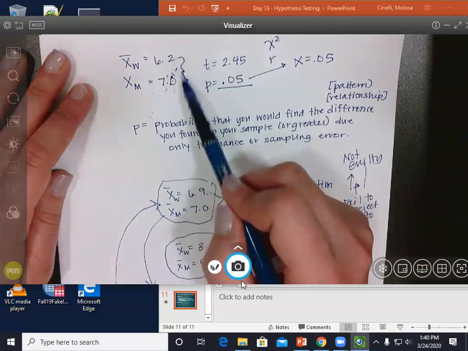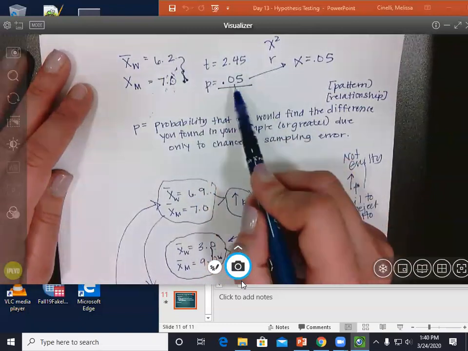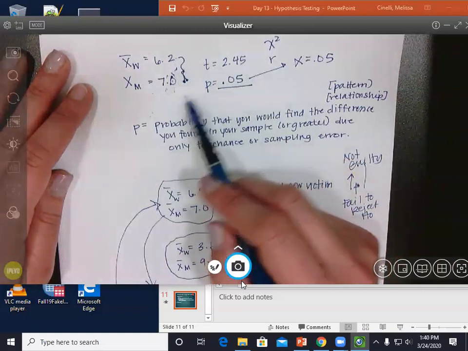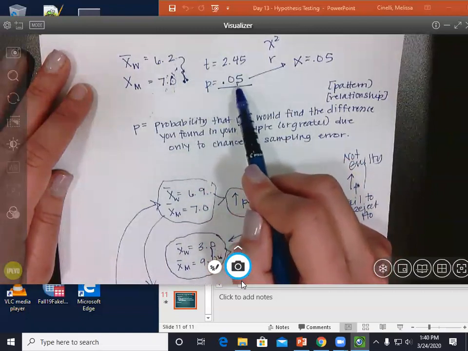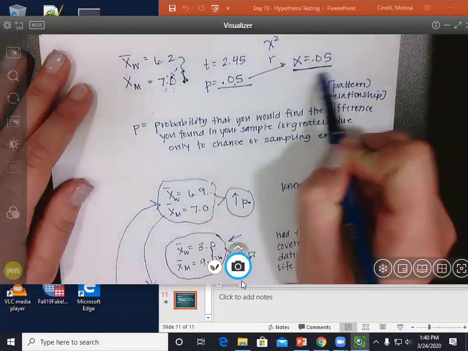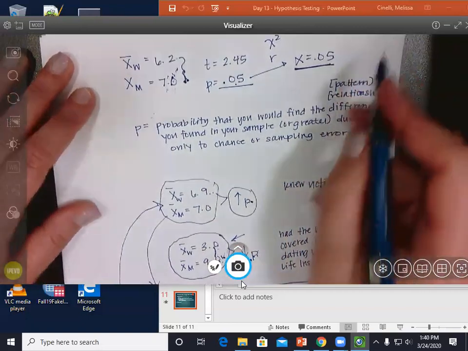All right, so there is a 5% chance that this result is due just to chance and sampling error. And that means that if you reject the null and you conclude that there is a population level difference, there is a 5% chance that you're wrong. We are only willing to tolerate a 5% chance of being wrong. We're only willing to have a 5% type 1 error rate.